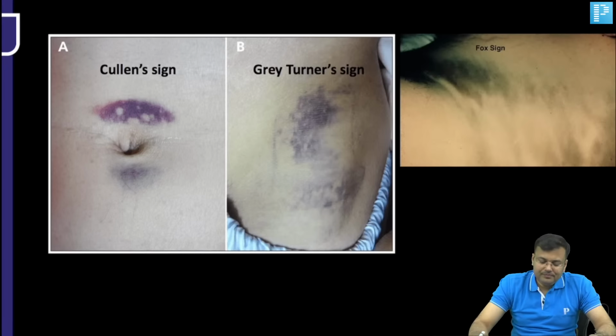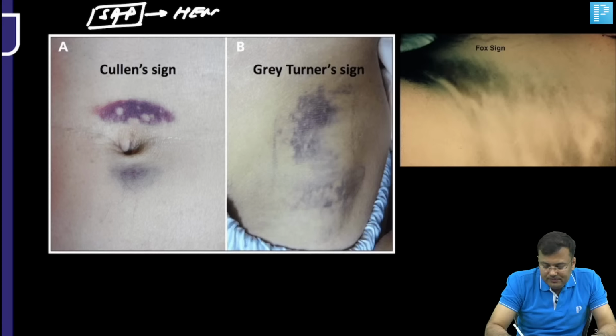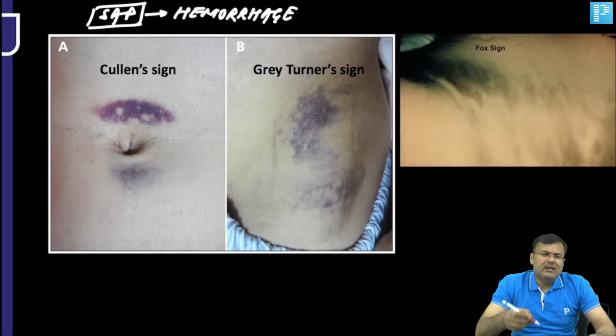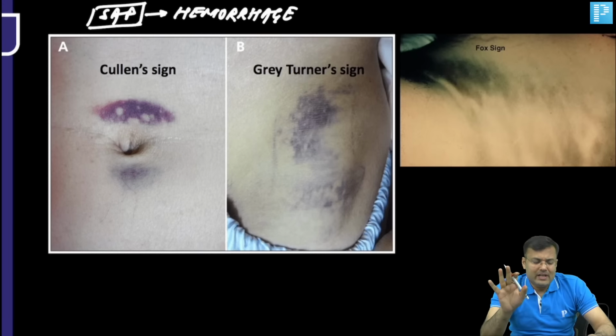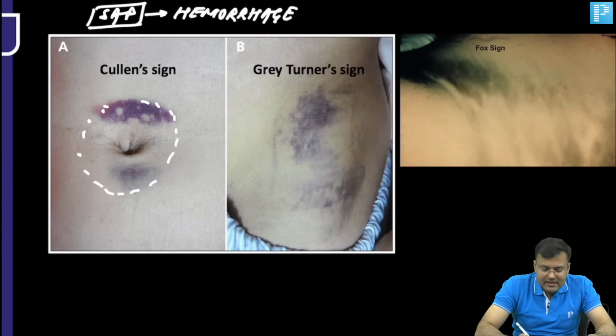Next, it is a patient of severe acute pancreatitis, SAP. The patient is having hemorrhagic pancreatitis, there is hemorrhage. Patient is having retroperitoneal hemorrhage. Because of this, it is an easiest question, all of you know the answer. Because of this hemorrhage, you can see here there is ecchymosis around umbilicus. What's the name? Cullen sign.